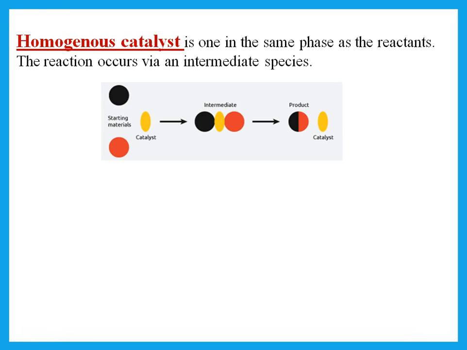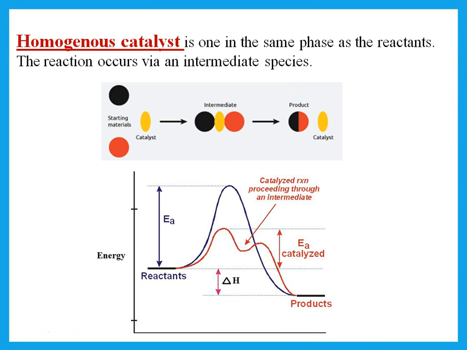Now, when it is in the same phase as a reactant, how does it work? It works through an intermediate species. So I'm starting with reactants and catalysts. The reactants have a certain amount of energy. Without a catalyst, then the activation energy is high. So that blue graph is the activation energy when there is no catalyst. But when there is a homogeneous catalyst, this forms an intermediate. The intermediate has lower activation energy, and this makes it easier for the products to be formed.